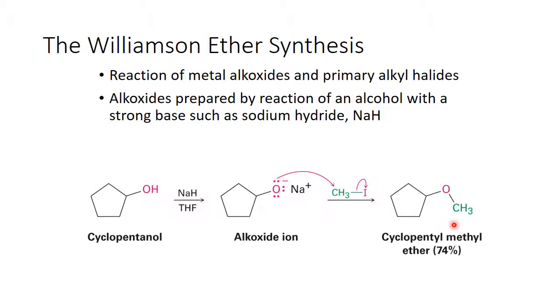Notice, this is an SN2 reaction, but what happens if the alkyl halide is not primary? If the alkyl halide is not a methyl or primary, what happens is E2 will predominate, and you'll get an alkene and very little of the ether formed. So we only use this for a primary alkyl halide.